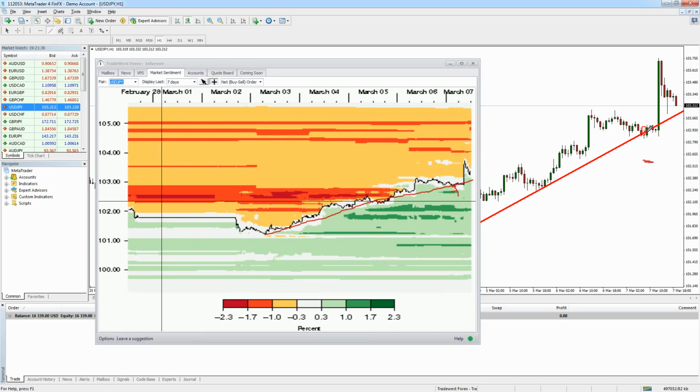So isn't that a pretty sweet little filter? There's many ways you can use this market sentiment tool. I've taught on how to use it for stops and targets for your trades. I've taught how to use it for finding bounce trades with other strategies.